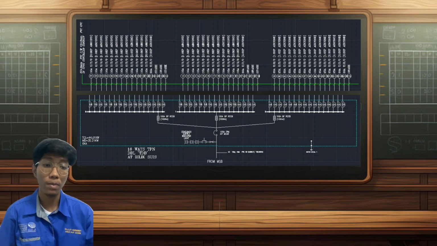We also make a spare circuit for future needs. Lastly, after we calculate the total connection load for the whole part in aircon DB is 44.01 kilowatt and the maximum demand is 35.21 kilowatt.